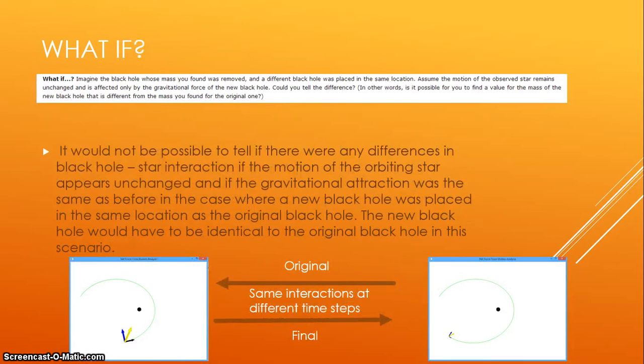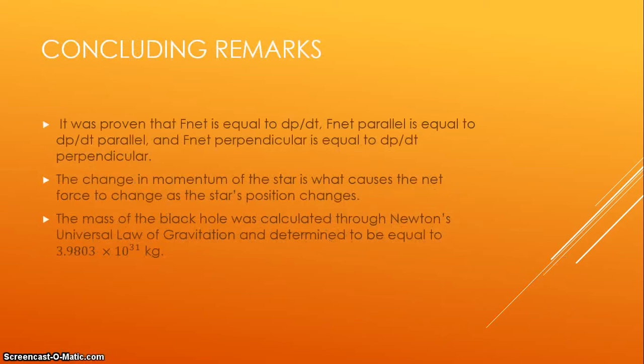What if? It would not be possible to tell if there were any differences in black hole-star interaction if the motion of the orbiting star appears unchanged and if the gravitational attraction was the same as before, in the case where a new black hole was placed in the same location as the original black hole. The new black hole would have to be identical to the original black hole in this scenario.